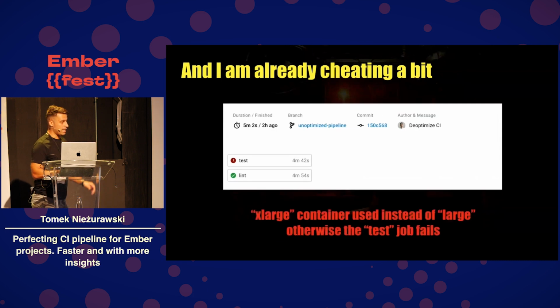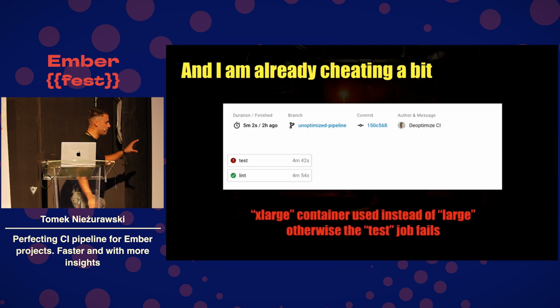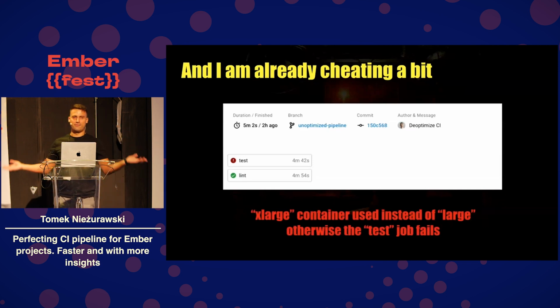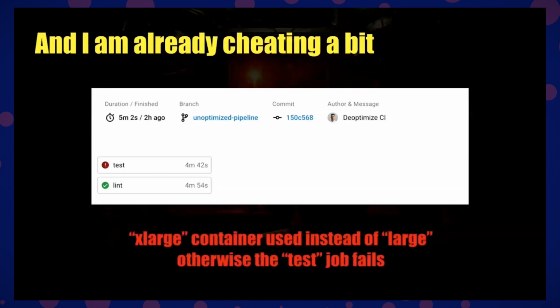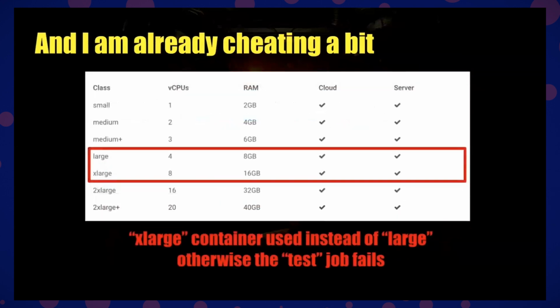And I am already cheating a bit because we don't use the very huge container, which is called xlarge on Circle CI, but we use large. And if I try to use the same container, large, to run the tests, they're failing. So actually, it's not working. I already had to pay more to just have tests passing. So yeah, there is a difference between these two containers. Basically, xlarge is twice as big. And actually, the RAM is the problem here.